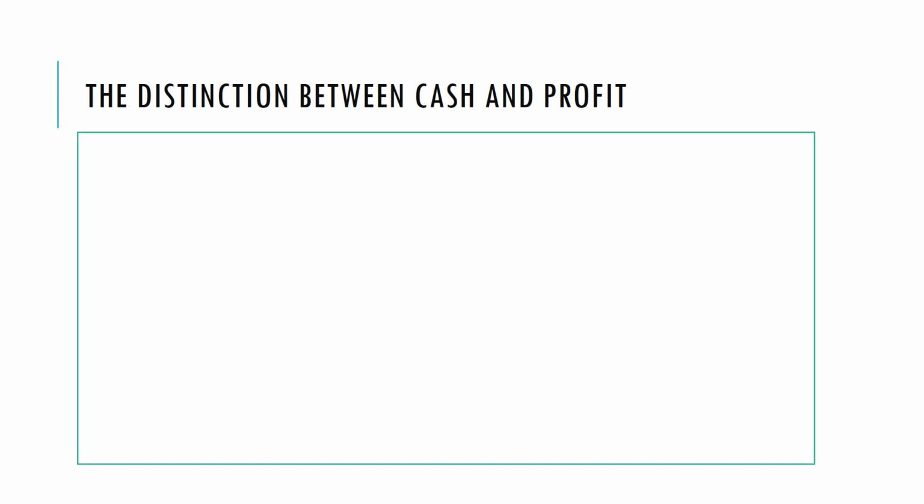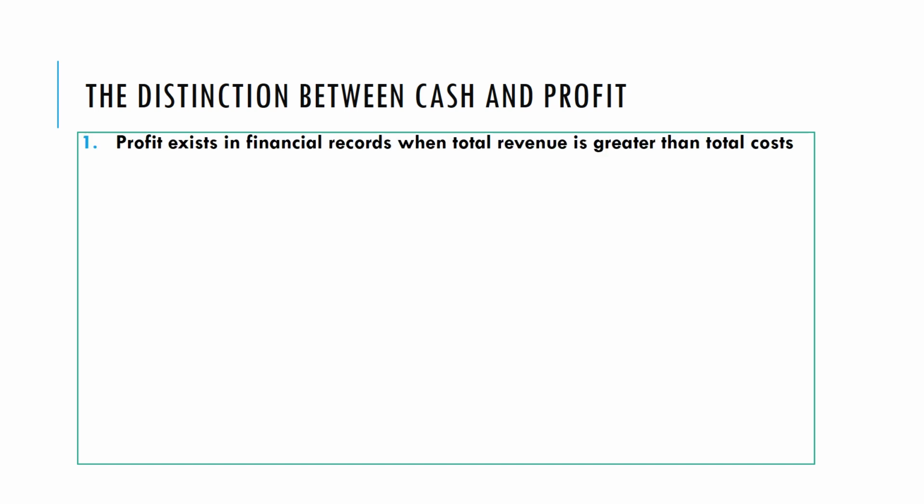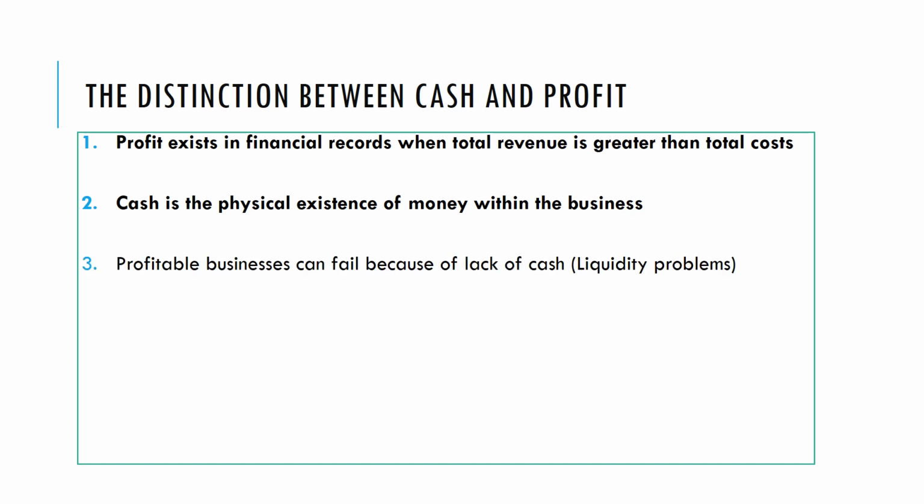So, the distinction between cash and profit. Profit exists in a financial record when revenue is greater than cost. That was our definition from earlier in the term. So profit is a record of all the business that's being done, the revenue and the costs. Cash and cash flow is trying to record something different. It's trying to record all the actual physical movements of cash in and out of the business.